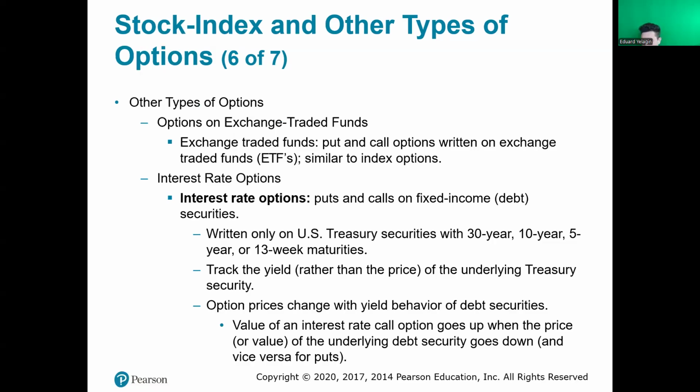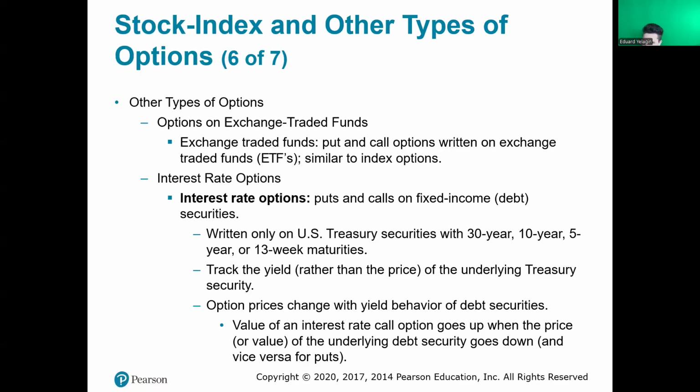Now we move beyond stock indexes into some other types of options, ones written on ETFs and interest rates. First, options on exchange traded funds. These are puts and calls written on ETFs like SPY or QQQ. They function almost identically to index options, but since ETFs actually trade like stocks, they can be physically settled rather than cash settled. That makes ETF options a favorite among retail investors. They allow you to trade an entire index with a single stock-like instrument.